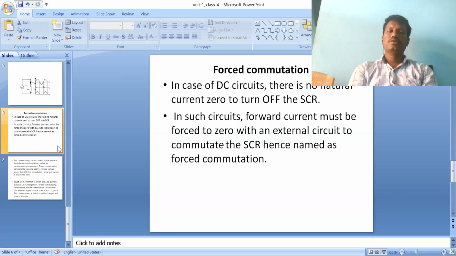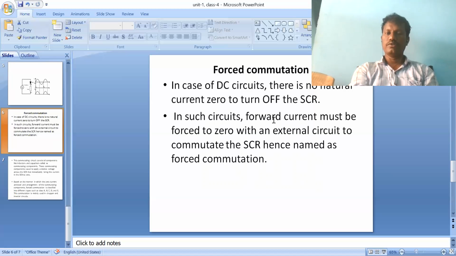So here we consider forced commutation. What is commutation? The transfer of current from one path to another path, or when the thyristor anode current becomes very much less than the holding current, is also called commutation. Clear? So forced commutation means the supply is DC only. Here the forward current must be forced to zero with external circuits.